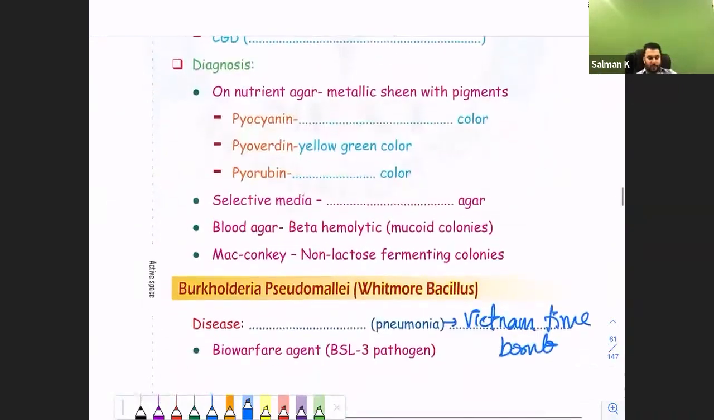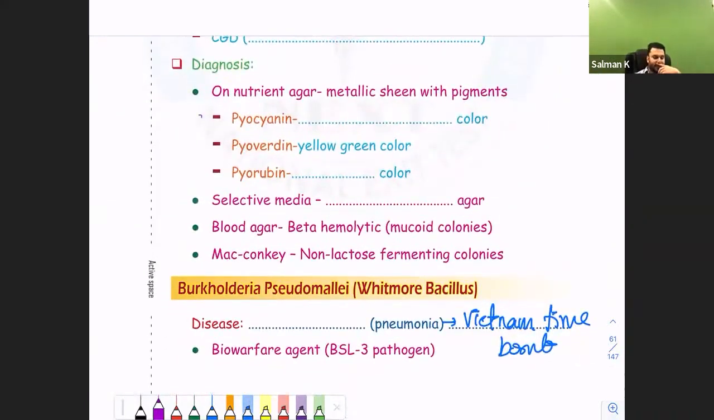Now, what is special about Pseudomonas is that it has pigment properties. Basically, it produces pigments because of which different colors are seen on culture media. Cyan means bluish color, pyoverdin is yellowish green, and pyorubin, ruby, is the red one. Okay, so that's about this one here.